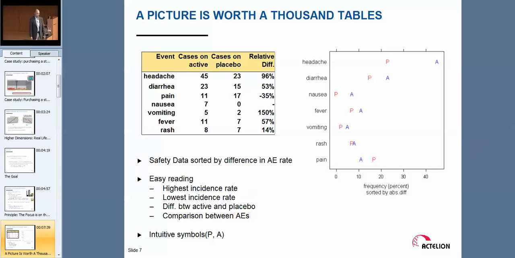So that gives the same information, but it's much easier to discern different information types, such as where is the biggest difference between active and placebo? Do we see a swapping? Do we see adverse events that occur more frequently in placebo than on active, and those kinds of things? And depending on what one is interested in, one can sort the adverse events in different ways.